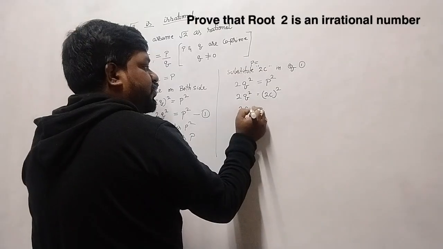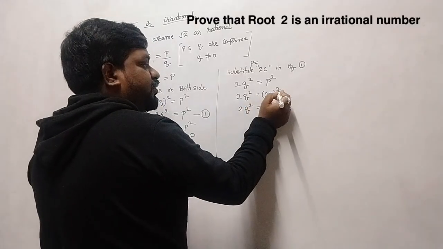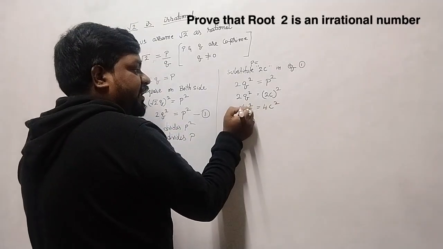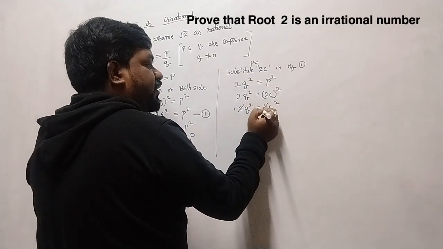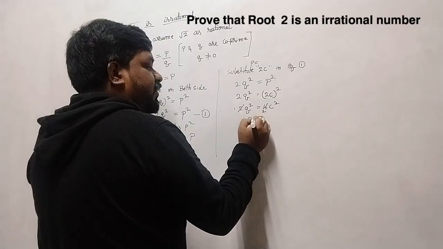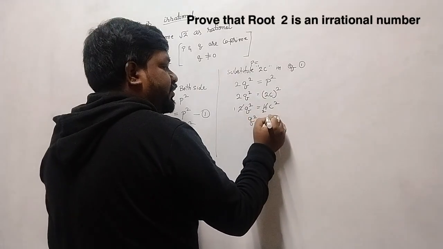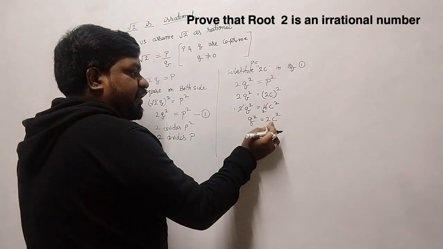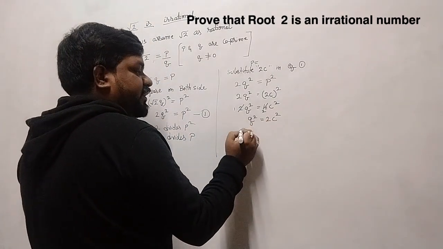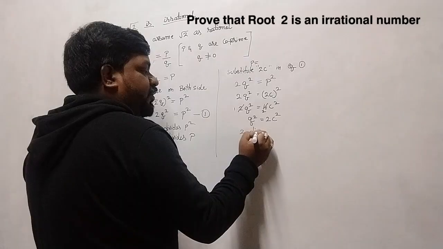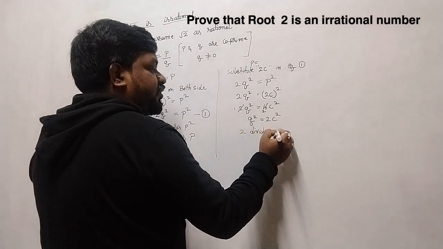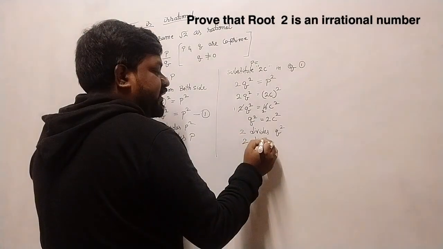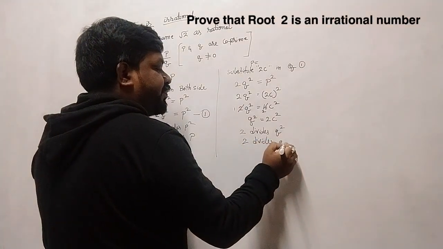So 2q square equals 2 square is 4, 4c square, and here we can cancel it out. 2 ones are 2, 2 twos are 4. Q square equals 2c square. Now if we transfer this 2 to the LHS, it divides q square. 2 divides q square and 2 divides q.